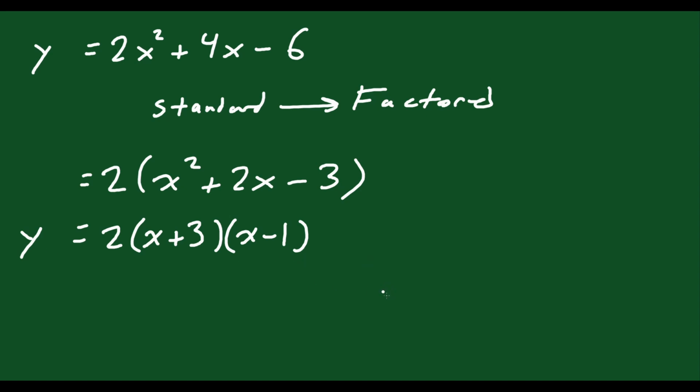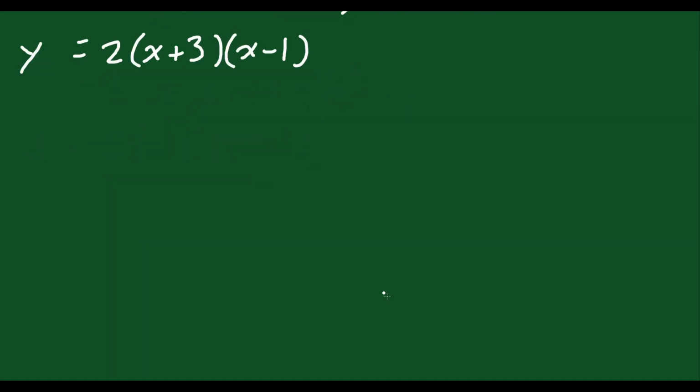So already we know how to go from factored form to standard form and standard form to factored form. So we're halfway there, right? We're halfway done all the possibilities. Let's look at another example. What if I want to go from vertex to standard? So again, it's just a matter of expanding, right?